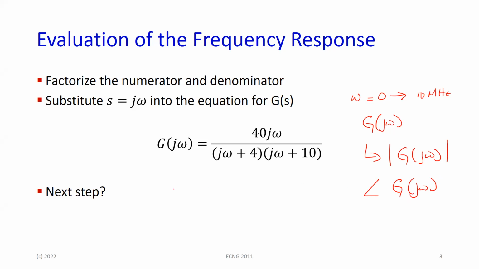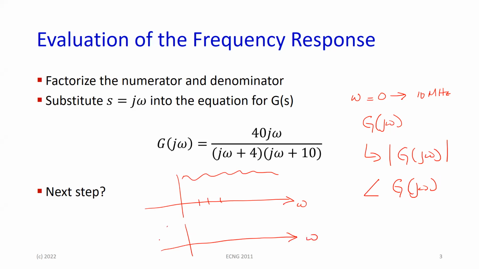And when all is done, you put a graph, you put all the omega values here, and then you plot the magnitude of G of J omega, and you get something. Then you make another graph of omega, and you plot the argument or the phase angle of G of J omega, and you see what it does. Yes, you could do it, and if you really want an accurate answer, this is how you have to do it.